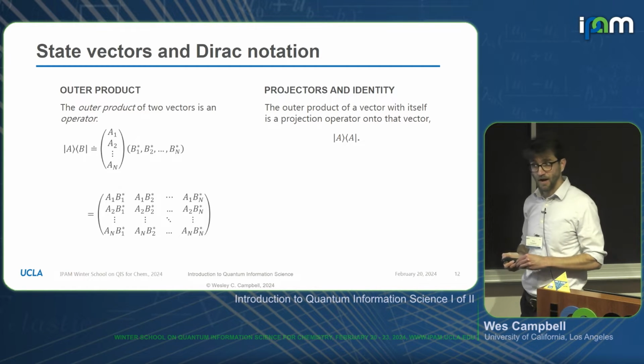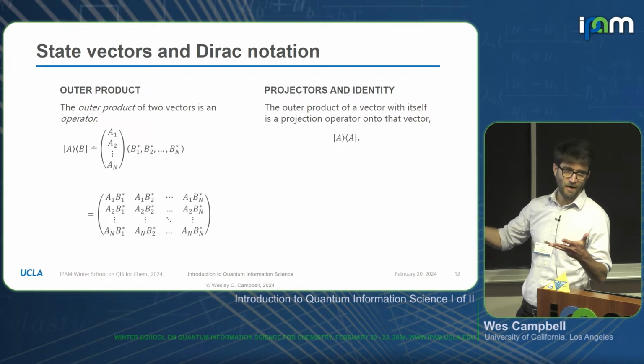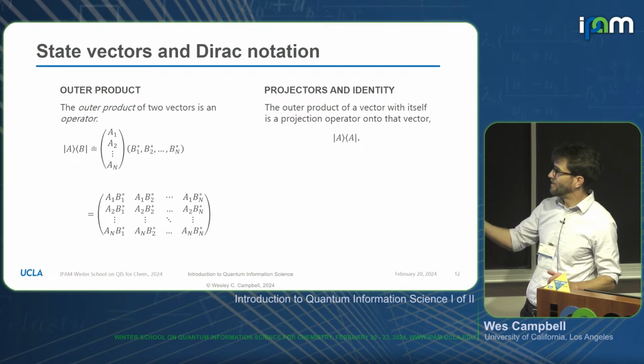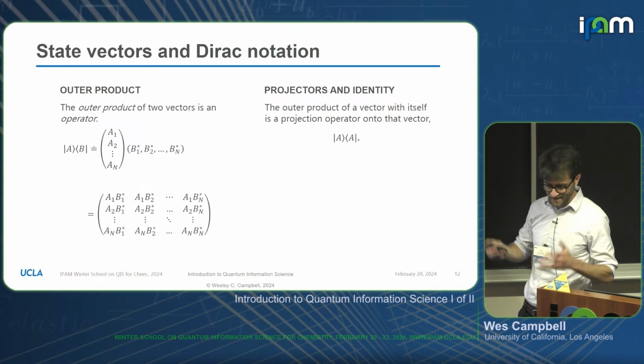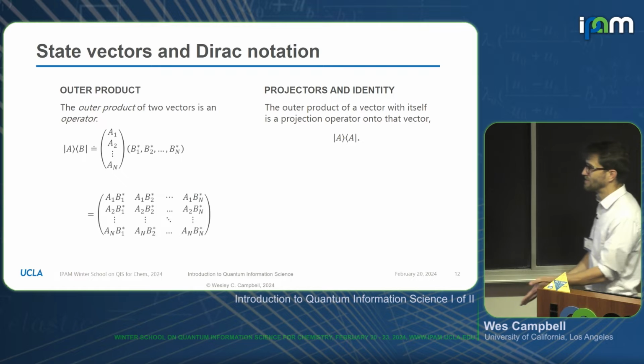If you want to know how likely it is that a certain state provides you with a certain measurement outcome, you can figure out how much of that state is described by the state vector associated with that outcome, and then take the absolute value squared of it to get your measurement result.